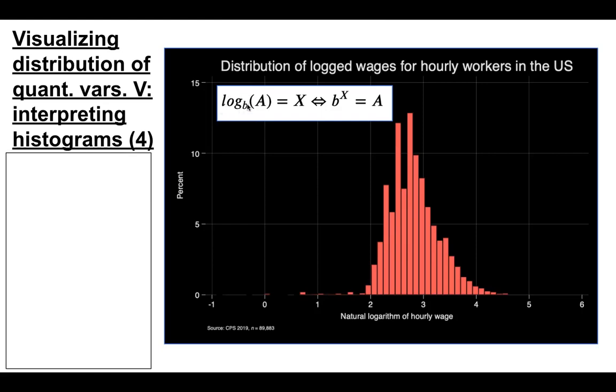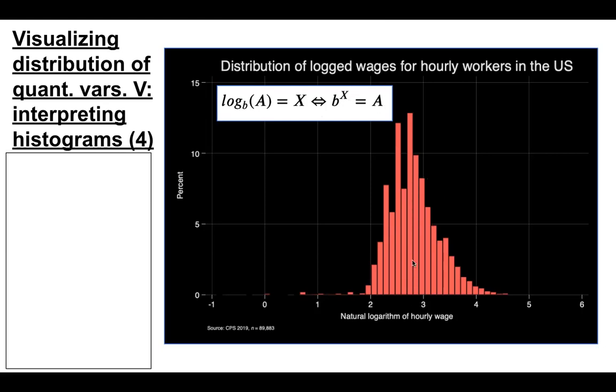A common choice of base you might know is 10. And the natural log, the other common choice of base, is Euler's number, 2.7, et cetera. So let's say we have log base 10. Log base 10 of 100 would be equal to 2, because taking 10 to the 2 produces 100.